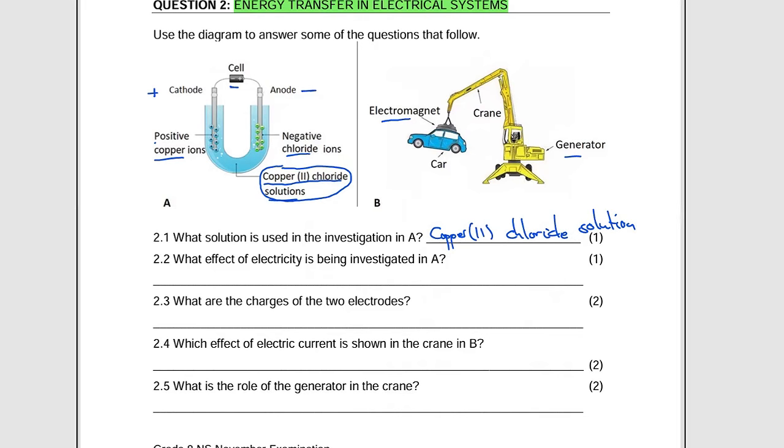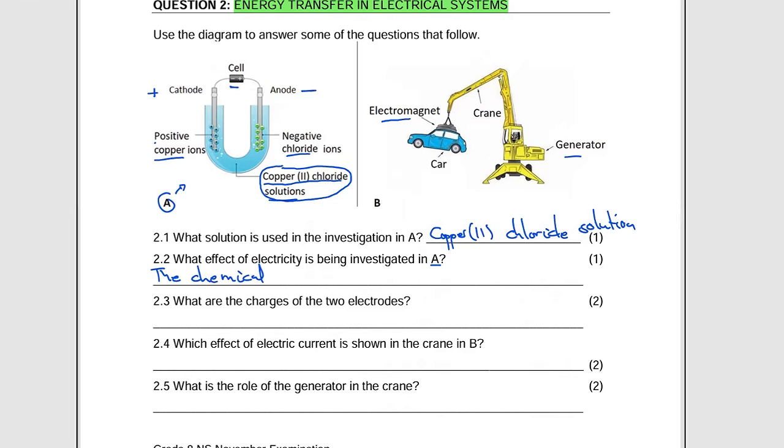Then 2.2 says, what effect of electricity is being investigated in A, right? So this is our A, remember. So the effect of electricity that we are looking for there is the chemical effect of electrical current.